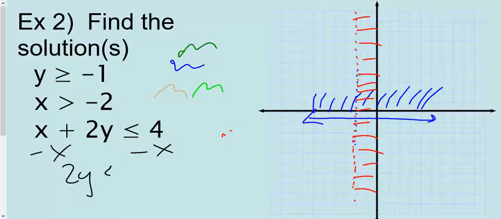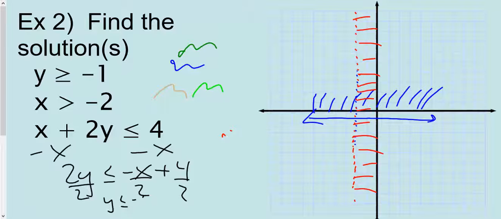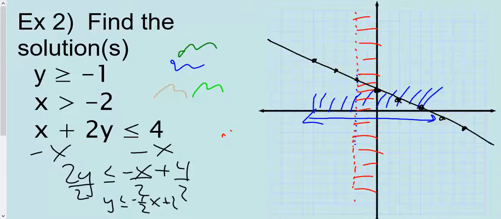This one I'm going to solve for y. Okay, so my y-intercept is at positive 2, and the slope is negative 1 over 2, so it's down 1 over 2. And for this one, I'm going to be using a solid line. Okay, and this one, y is less than, so I'm going to shade this one below.